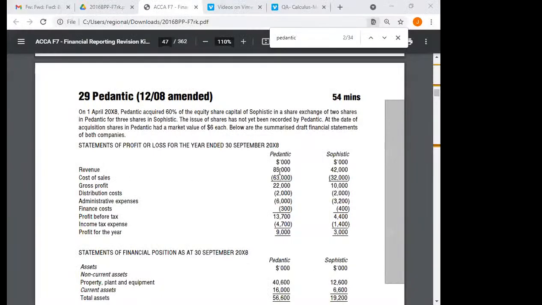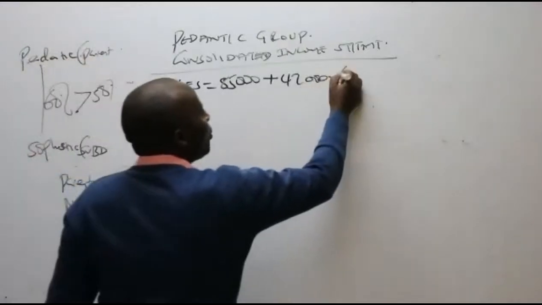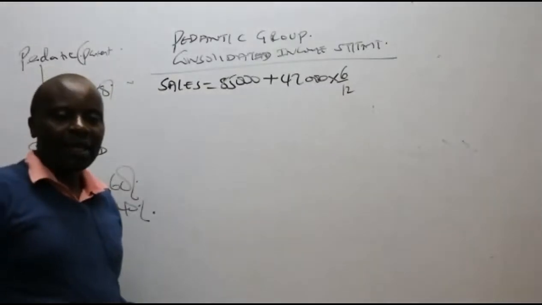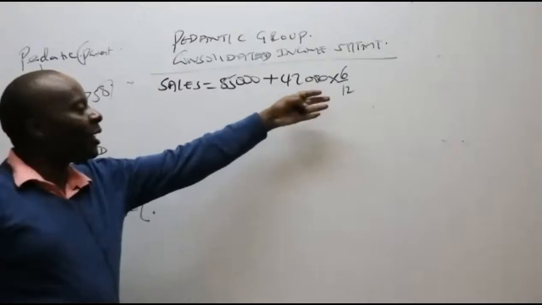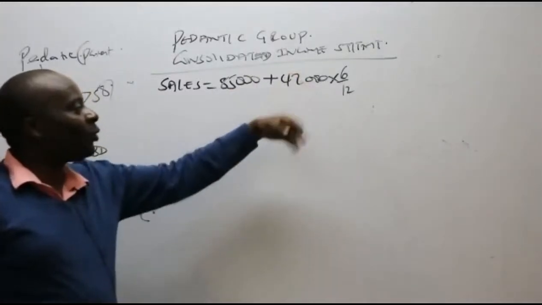So you see revenue for Pedantic is 85,000. So you say 85,000 for the parent plus this other one, 42,000 for Sophistic. But now remember that Sophistic was only yours for how many months? Sophistic was only yours for 6 months, so times 6/12. Sophistic wasn't ours for more than a year, so we have to prorate this. Remember, anything less than 12 months you must do pro rata, but if it is 3 years or 4 years there is no prorating.